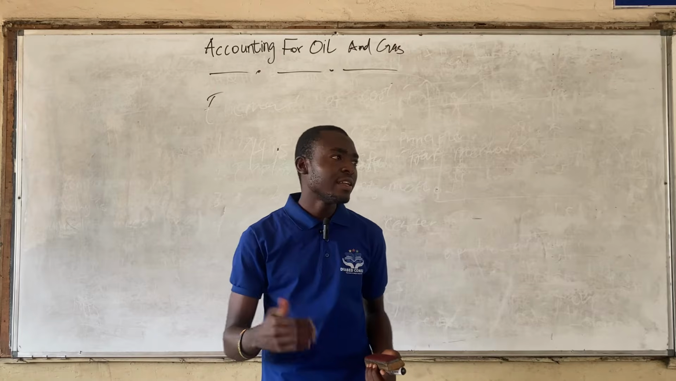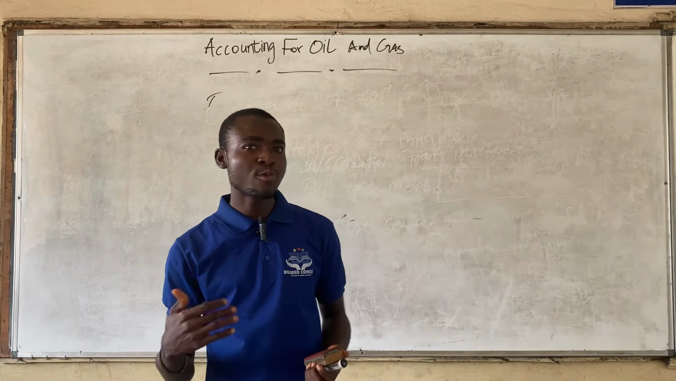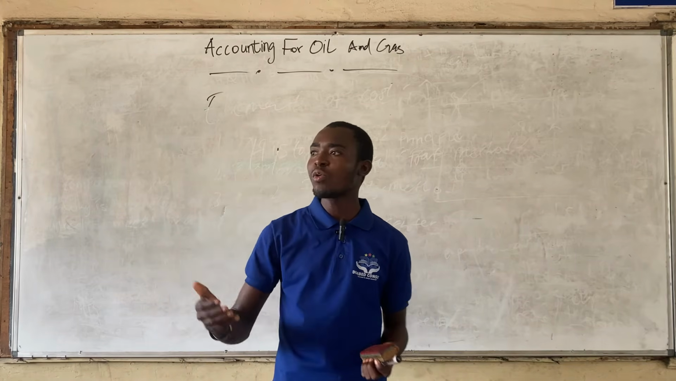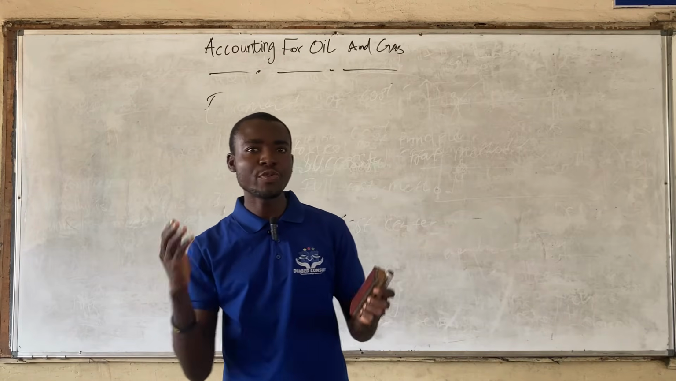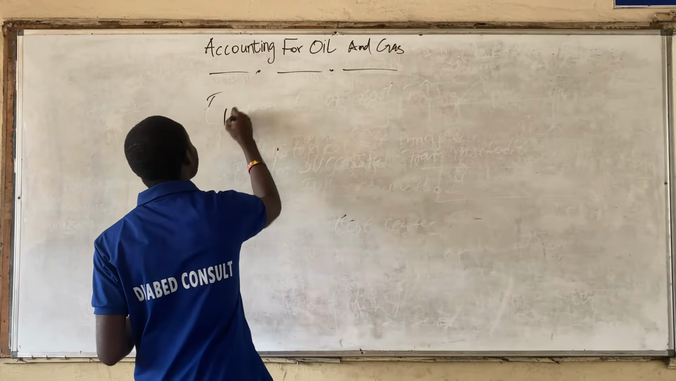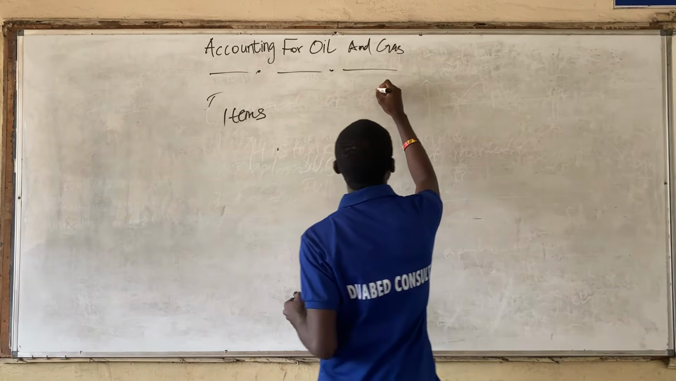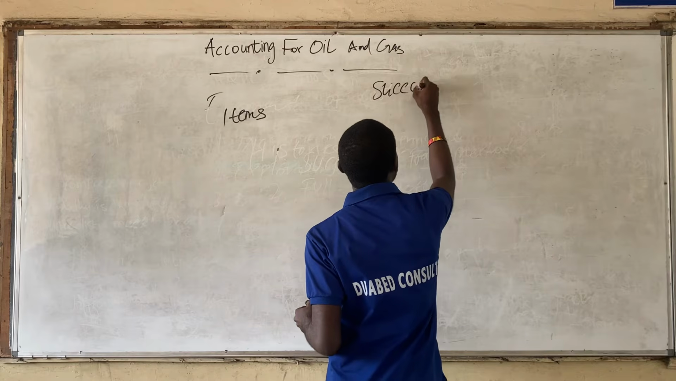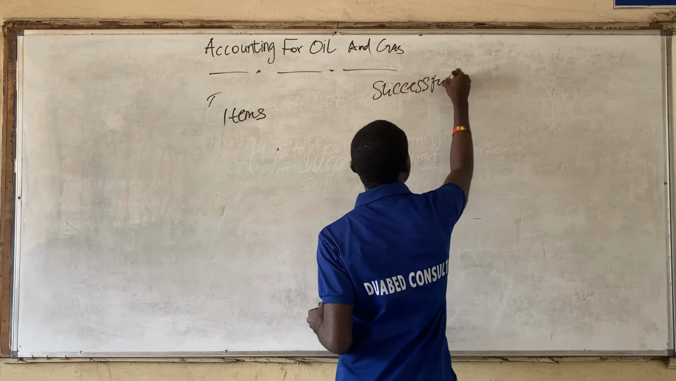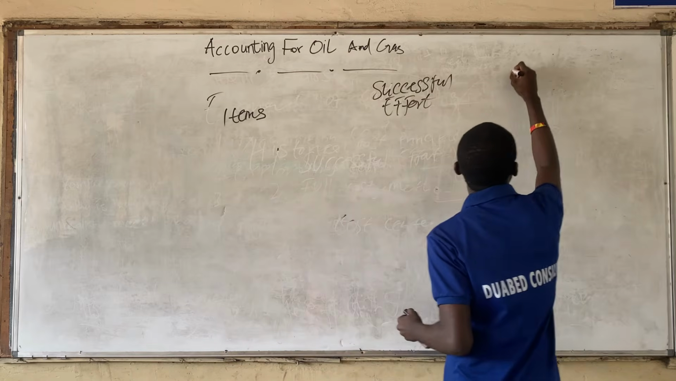So we will continue by seeing how we may treat certain expenses or items under the two methods. So items, and then under successful effort, and then full cost.